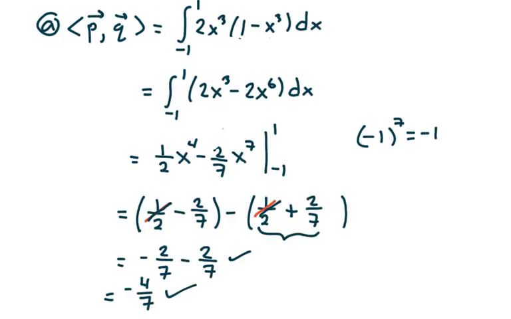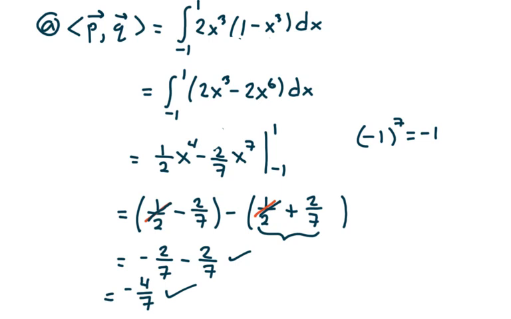Part A. Suppose we want the inner product of P and Q. That's the integral from -1 to 1 of 2x cubed times 1 minus x cubed dx. But that's the integral from -1 to 1 of 2x cubed minus 2x to the 6th dx. And that's 1/2 x to the 4th minus 2/7 x to the 7th evaluated from -1 to 1. If I pop 1 in for x, I get 1/2 minus 2/7.